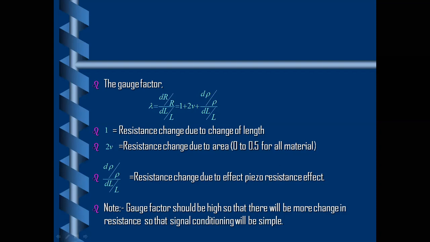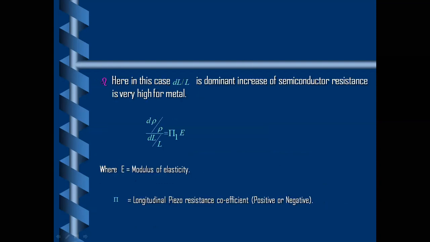Now you have to take note under consideration. Gauge factor should be high. Why should it be high? So that the change will be much more effective in the resistance, that can be utilized for the signal conditioning, and it will be simple in the form. Hence, in this case, dl by l is dominant. Increase of the semiconductor resistance is very high for the metal.